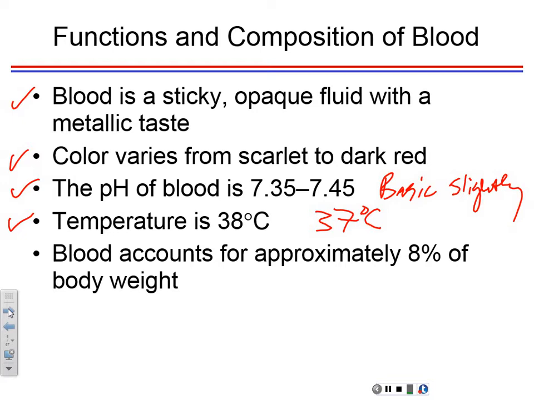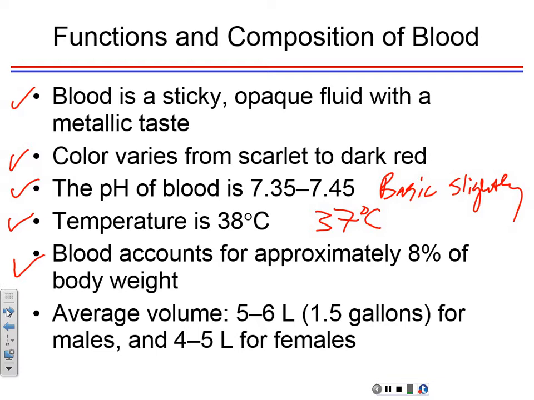About 8% of the body weight is blood. Since men are on average heavier than women, 8% of a heavier weight is going to be more. Men have more muscles, so they need more blood. Average blood volume is 5 to 6 liters, about 1.5 gallons, for males, and about 4 to 5 liters for females, because of less muscle mass in females.